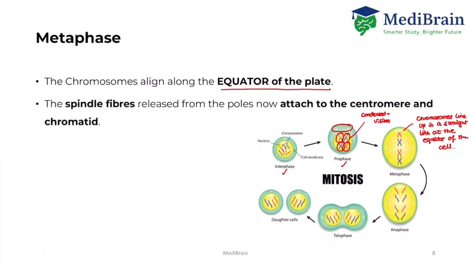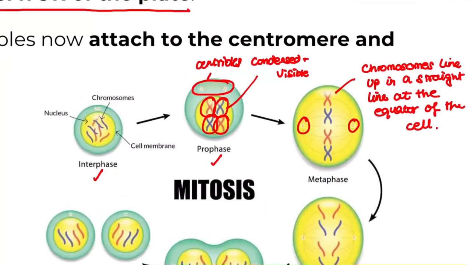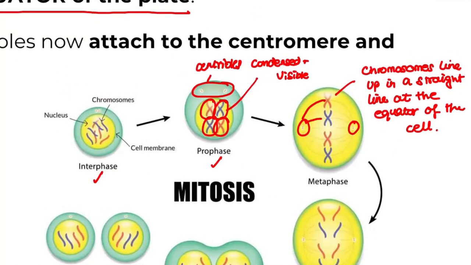And remember when I said the centrioles release spindle fibers, so remember these centrioles over here. These centrioles release spindle fibers. The centrioles are at the opposite ends of the cell, and they're releasing these lines over here. Each one is releasing lines. The centrioles are releasing spindle fibers and they are attaching to the centromere. Remember, if I draw this X chromosome, it's the middle part of the chromosome.